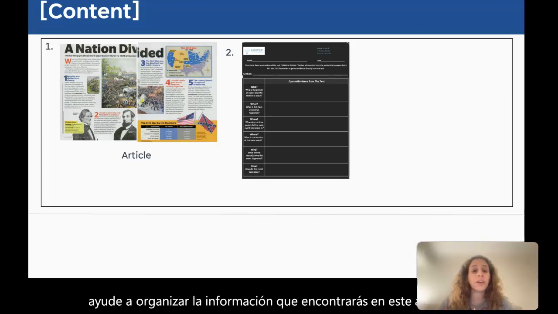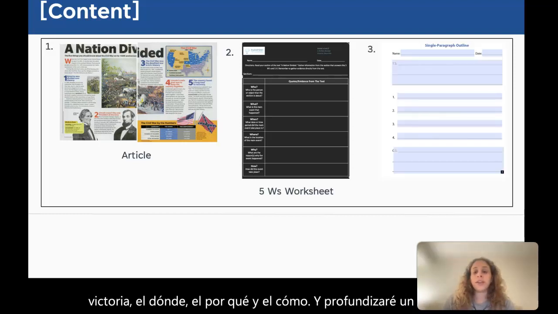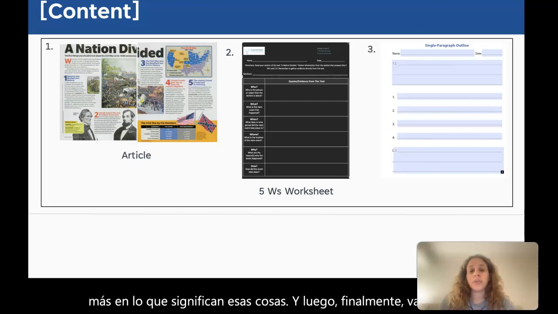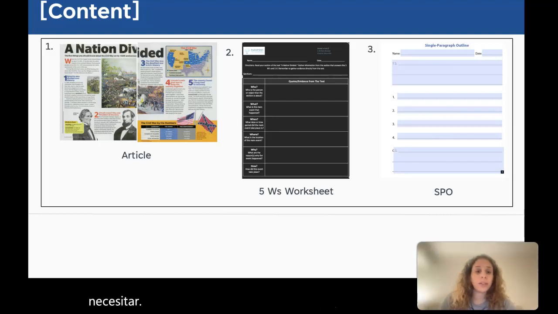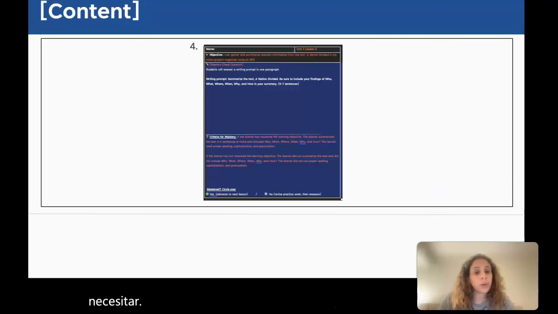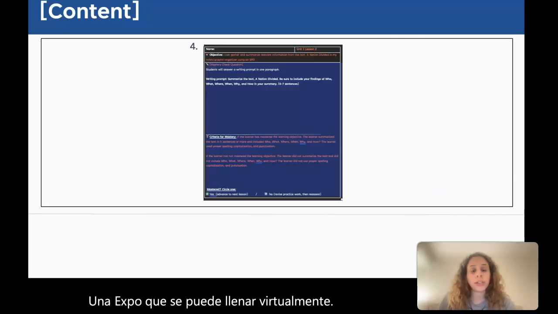There's six things we're going to be covering or looking for as we read. We're going to be focusing on the who, the what, the when, the where, the why, and the how. And I'll dive a little bit deeper into what those things mean. And then finally, you are going to need an SPO, which can be filled out virtually. And one more thing, you need your mastery check.